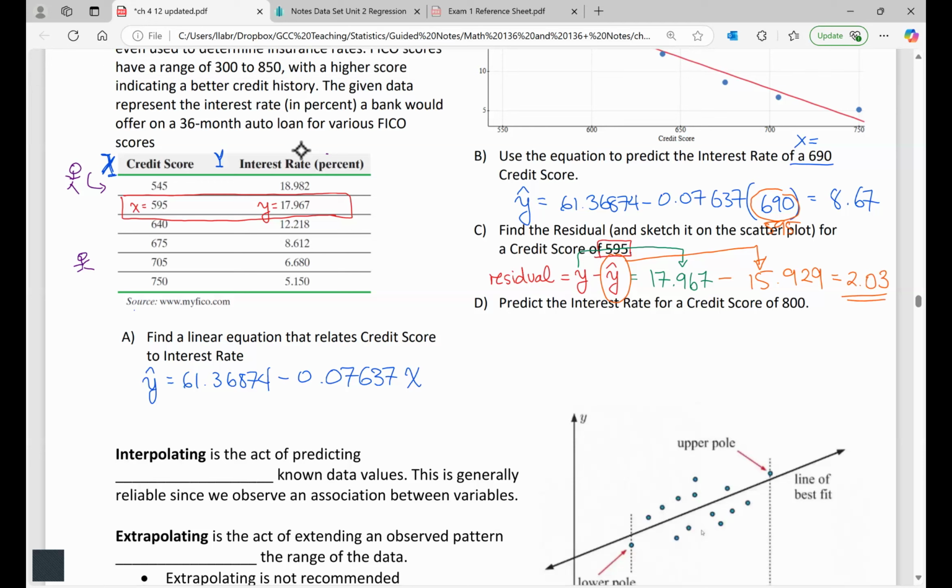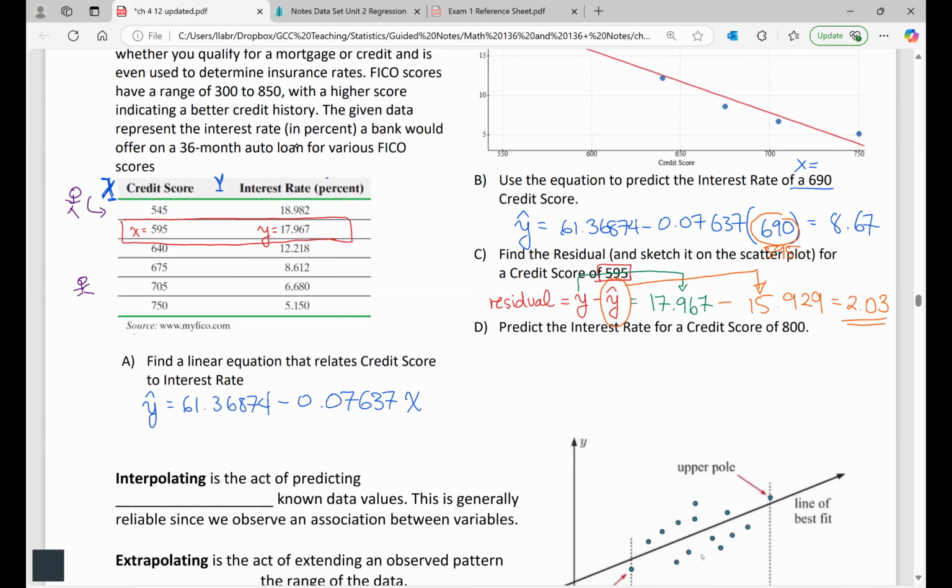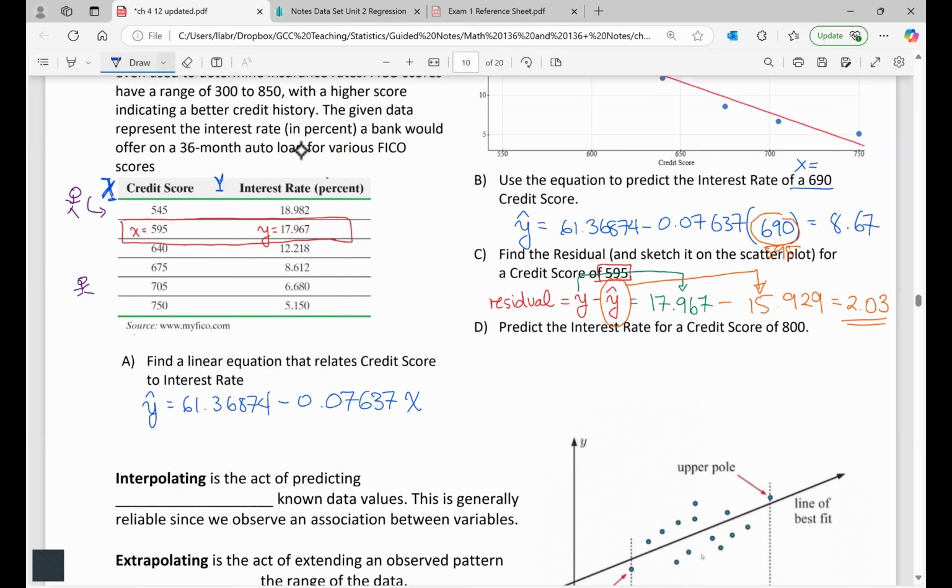Now, I do want to wrap up this video with a different topic, which is part of what D here gets at. So let's just quickly predict the interest rate, that's the Y value, for a credit score of 800. And this is very simple.